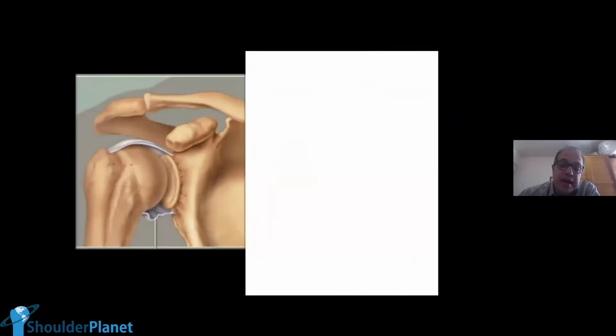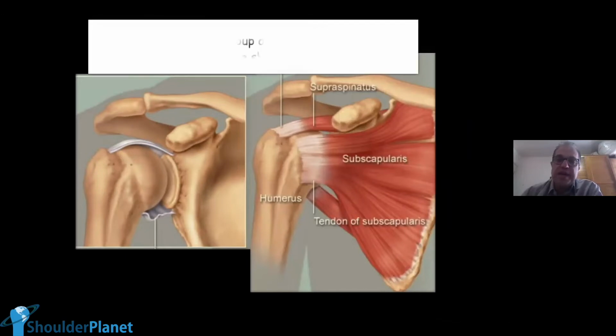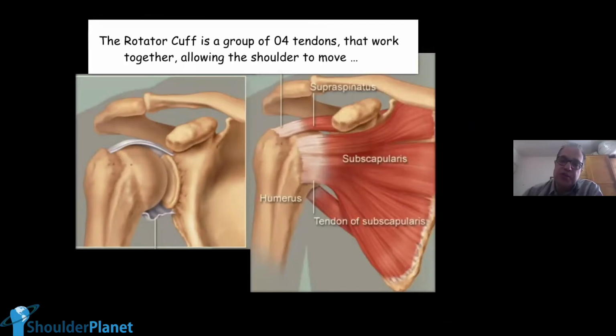And in the shoulder, we have a group of tendons that help us to elevate the shoulder and move the shoulder. And this is the rotator cuff. So the rotator cuff is a group of four tendons. They work together, allowing the shoulder to move.